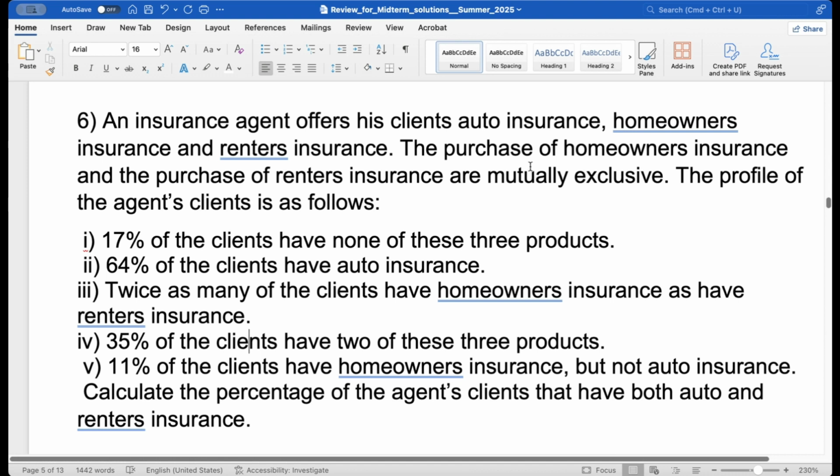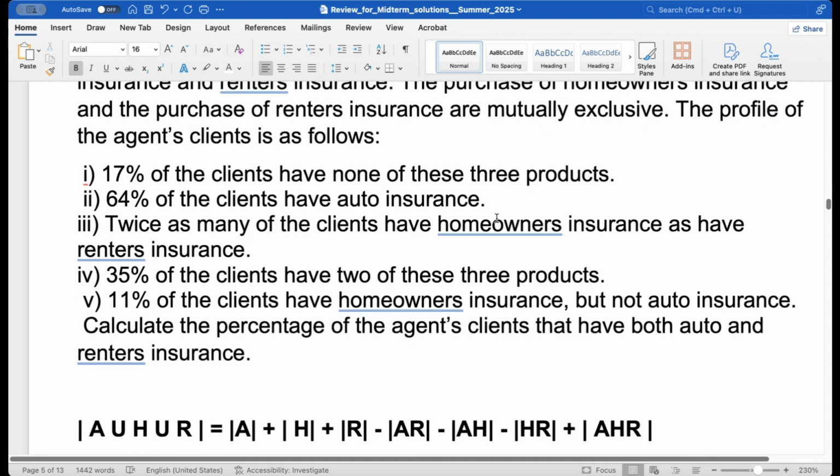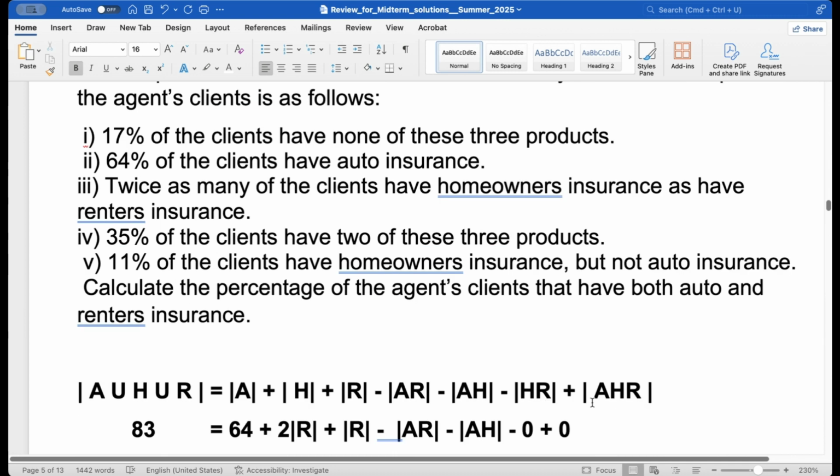So, because the homeowners and renters is mutually exclusive, that overlap is 0. So we also know that nobody has all three. If nobody has homeowners and renters, no one could possibly have all three. So those are both going to be zeros here. So we know that the overall intersection of auto, homeowners, and renters is going to be 0, as well as homeowners and renters is also going to be 0.